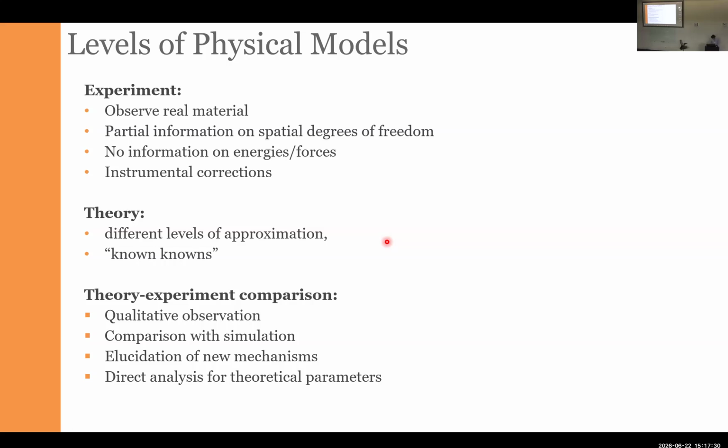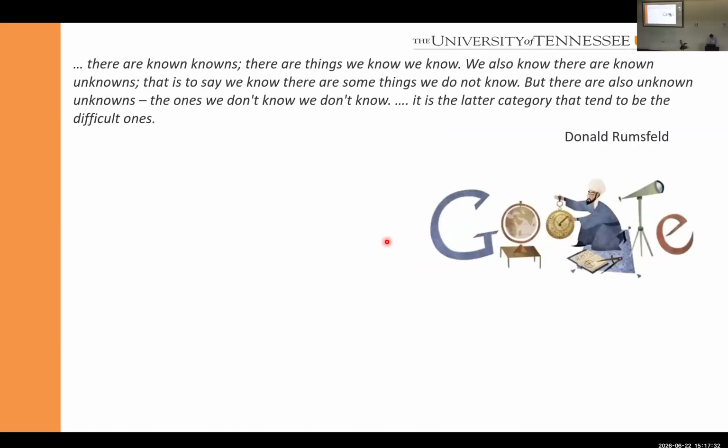So for those of you from the elder generation, there was a US Secretary of Defense, Donald Rumsfeld, who very famously said that there are things that we know that we know. There are things that we know that we don't know, but we kind of know where to look for. And then the really dangerous things are the ones that we don't know that we don't know.